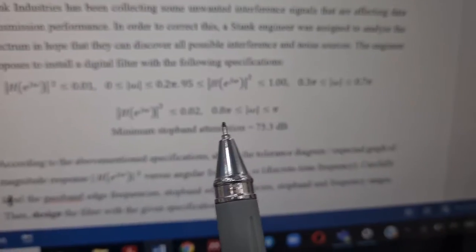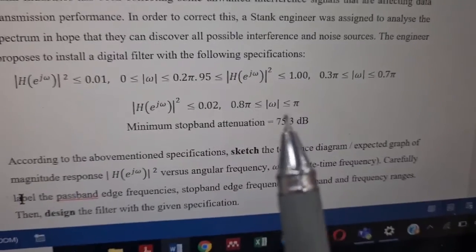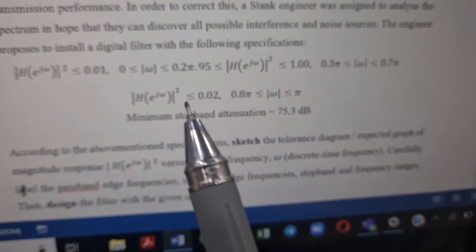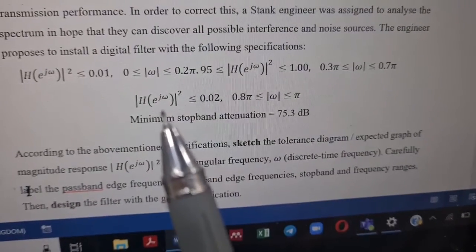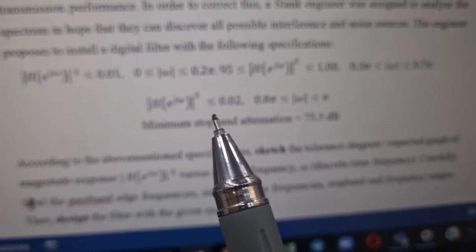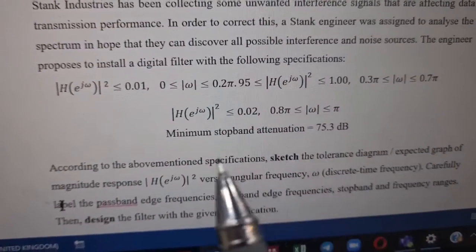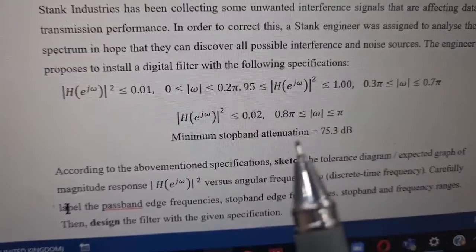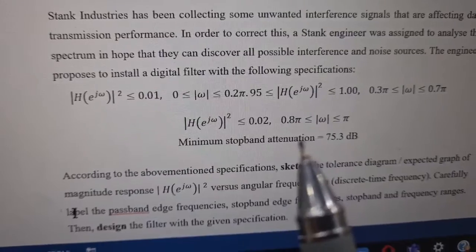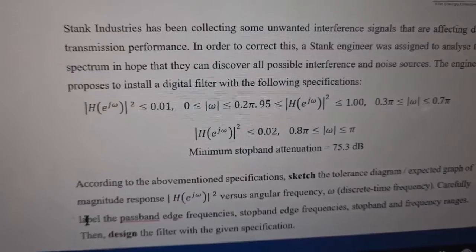Hence, as we initially guessed, we also have another limit that |H(e^jω)|², which as I mentioned before refers to the magnitude, is less than 0.02 for the frequency interval of 0.8π up to π.